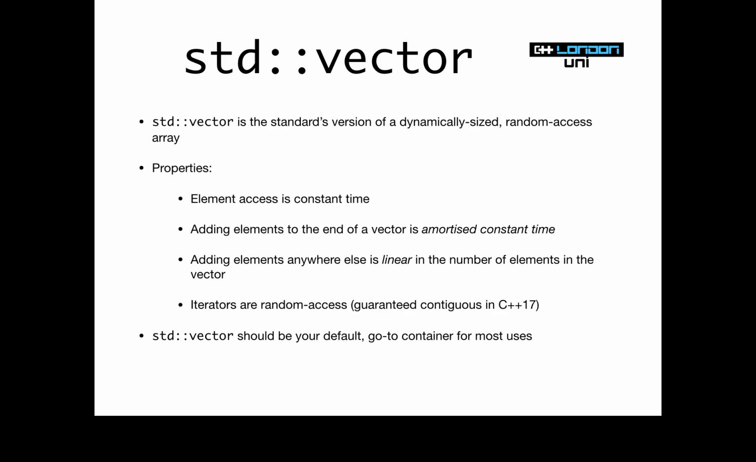The most important thing probably on this slide is this last line, that standard vectors should be your default, sort of go-to container in almost all cases. When in doubt, use vector. Because for almost anything you want to do, except adding elements in the middle, vector is going to be faster than anything else. This is particularly true with modern CPUs because vectors are very efficient at using CPU caches as well, for those who care about those sorts of things.